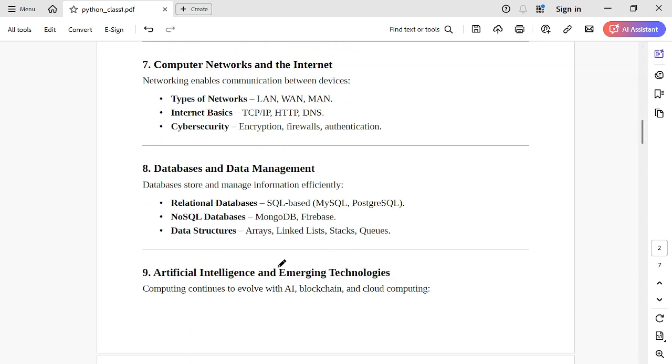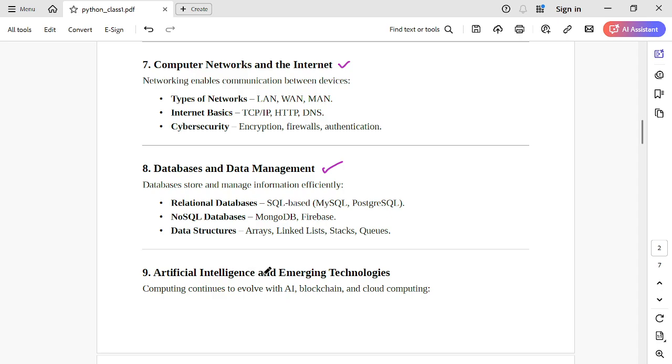Next, database and data management. Databases store and manage information efficiently. So, relational databases, SQL based, like MySQL and PostgreSQL. These are structure based databases. SQL is nothing but Structured Query Language. For databases, we also require computing. Networks also require computing. Next, we also have NoSQL databases, which are based on key value pairs, such as MongoDB and Firebase, and data structures: arrays, linked lists, stacks, and queues.